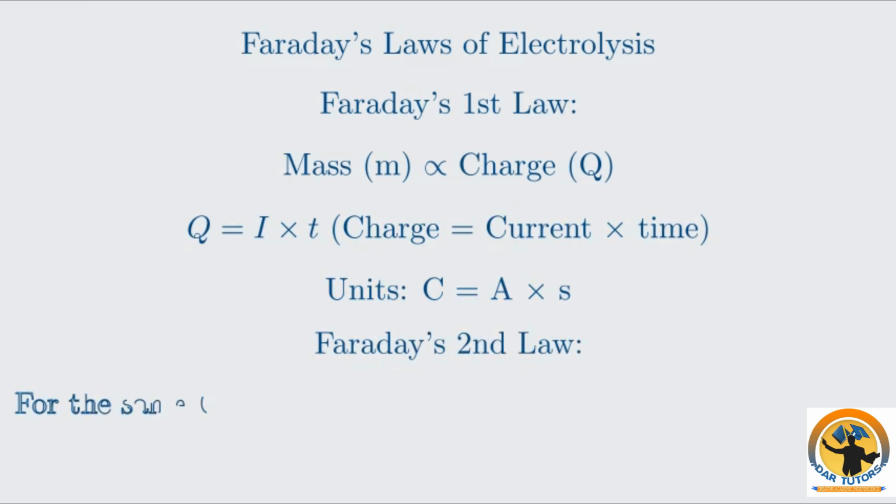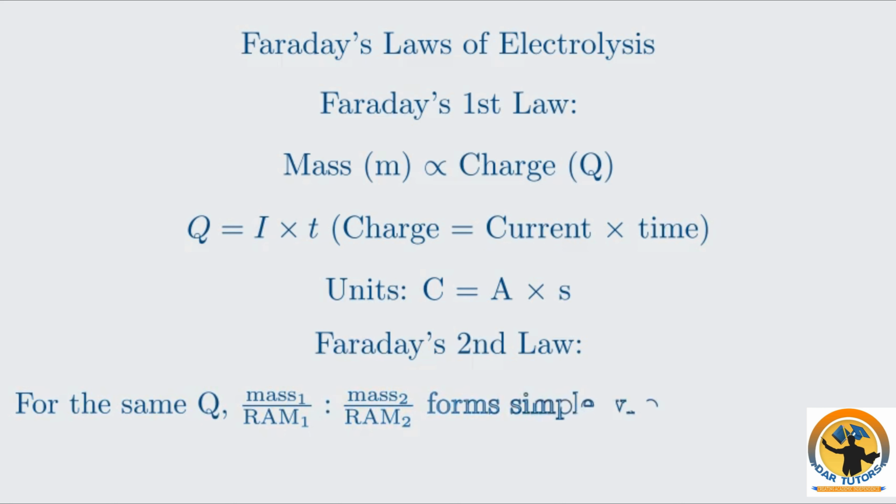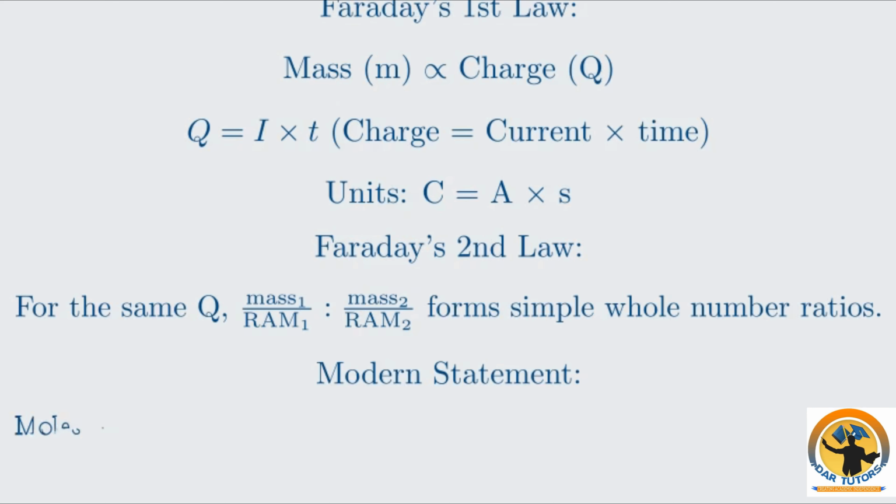Faraday's second law is a comparison. It states that the masses of different elements produced by the same quantity of electricity form simple whole number ratios when divided by their relative atomic masses. In other words, if you use the same total charge in two different electrolytic cells, the amount in moles of each substance produced is inversely proportional to its charge. In modern terms, these laws simply state that the amount of a substance produced at an electrode is directly proportional to the number of moles of electrons transferred.